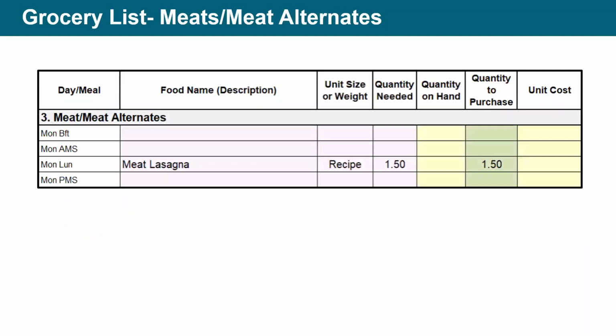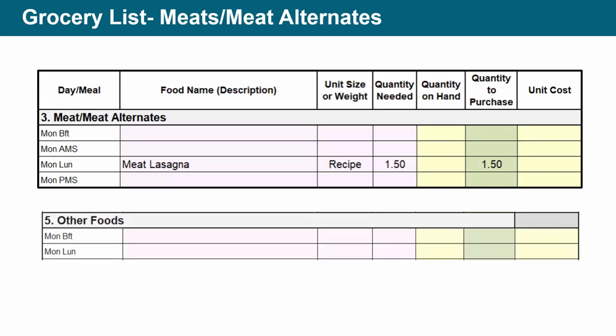Scroll down to the meat alternate section where meat lasagna is listed for lunch. The standardized recipe for 50 will list the additional ingredients needed. These can be entered under Other Foods at the bottom of the sheet.